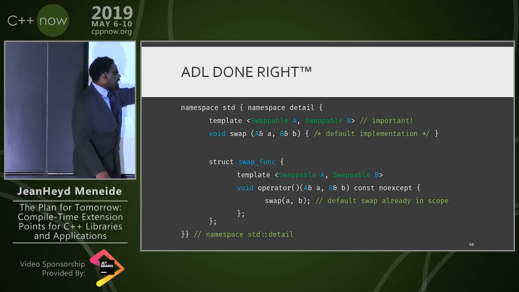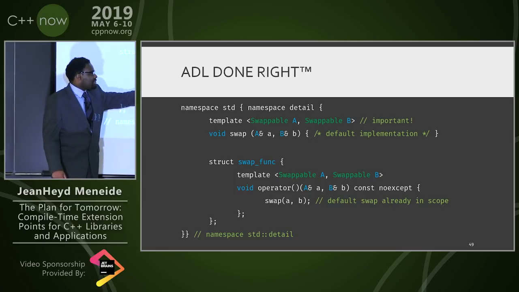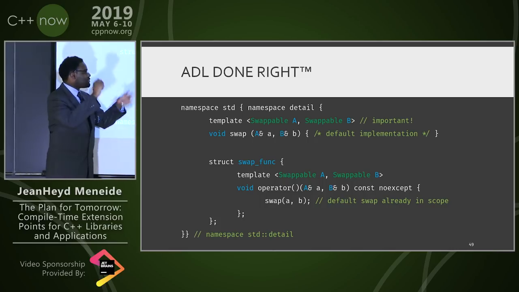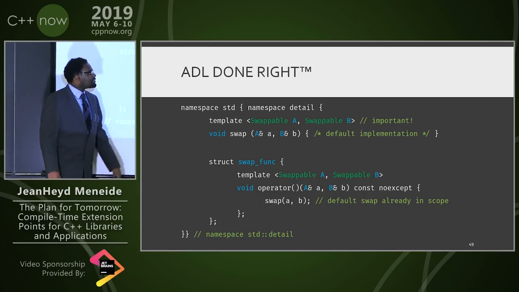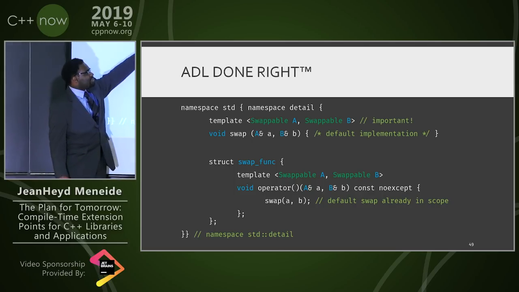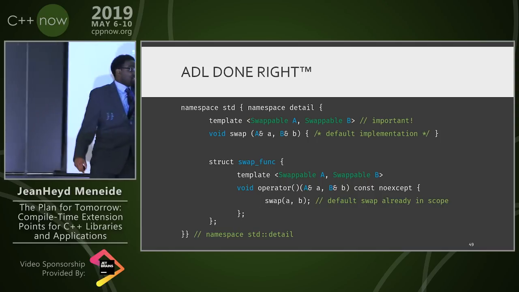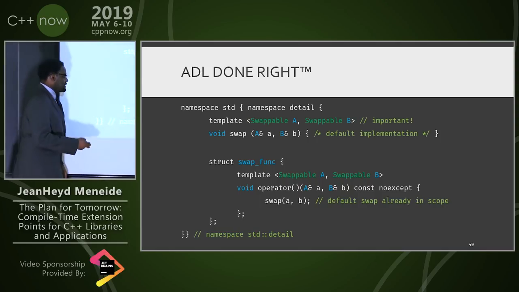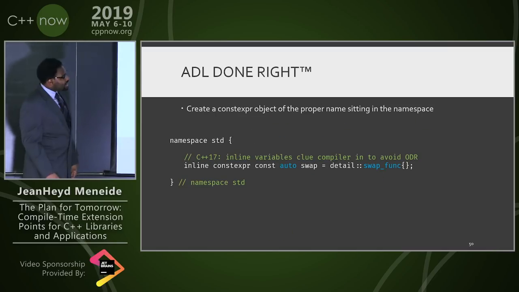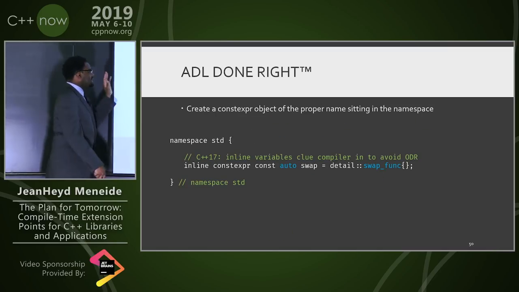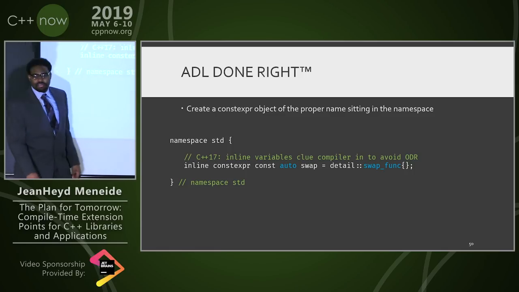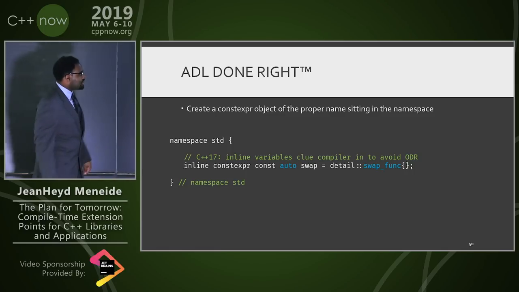And so this is the insides. You define this object, you set up your beautiful const noexcept void, or maybe even decltype(auto), whatever you want, operator for this, and you call it. And if nothing is found, you get your default implementation as long as it's swappable. Otherwise, you get an error if something else happens. And so in C++17, you write inline constexpr auto swap, define the function object, and you're ready to go.